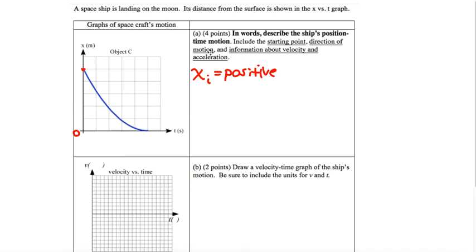The second part, direction of motion. From that positive location, it goes downward. Downward on a position graph would be our negative direction. So that's what I'm going to say for direction. Since it's going downward, my direction of motion is negative.